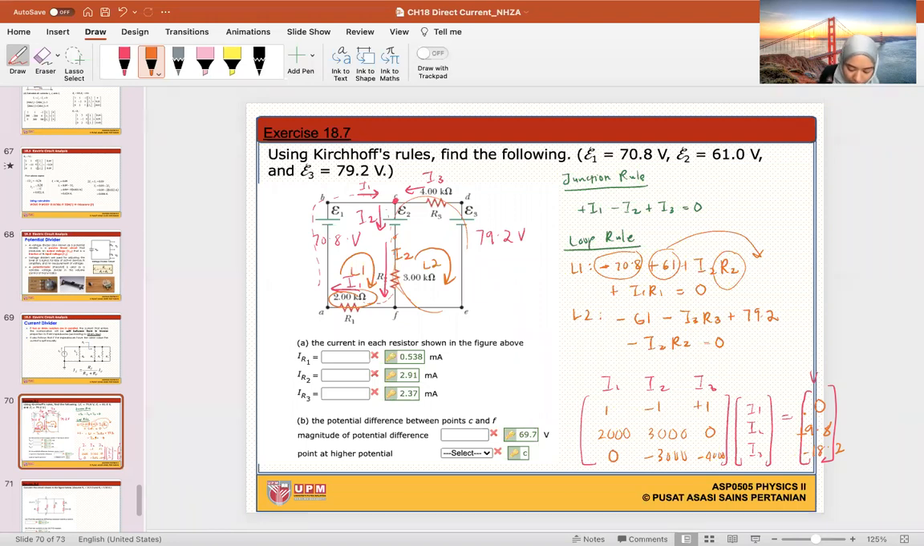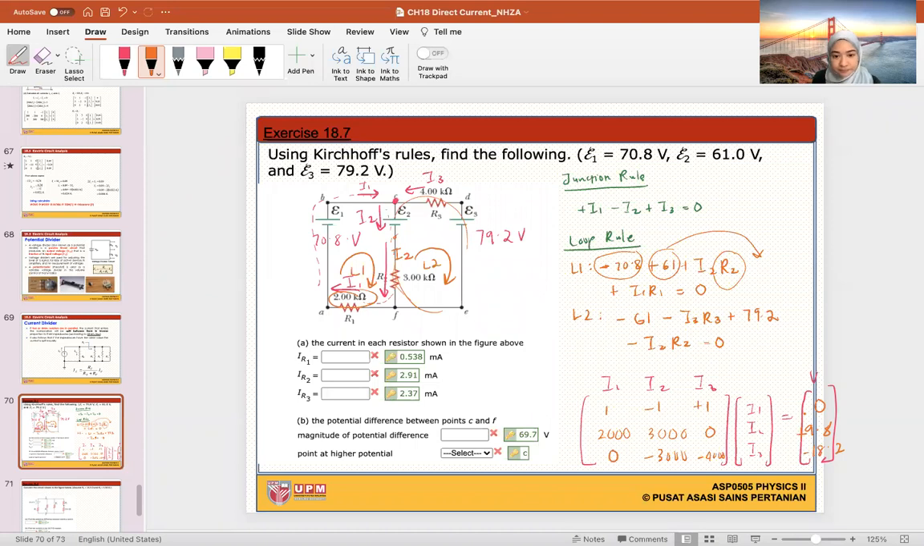Equation unknown is 3, A1 is 1. What is B1? B1 is minus 1. What is C1? C1 is positive 1. D1 is 0. And then A2 is 2000, B2 is 3000, C2 is 0. And then D2 is positive 9.8. And then for A3, it's 0, minus 3000 for B3, and then minus 4000 for C3. Sorry, I said 2 earlier, it should be 3. And D3 is minus 18.2. I hope I got it right.